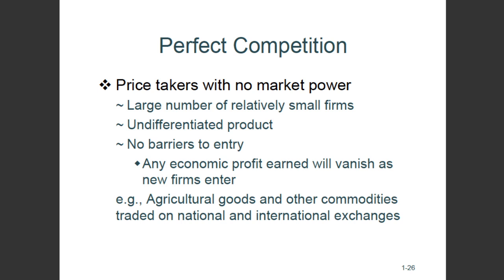So perfect competition is where firms are price takers with no market power. So this is the extreme case, where you have lots of firms and they're small, so nobody's very big. Undifferentiated products and no barriers to entry. Any economic profits earned would vanish as new firms enter.